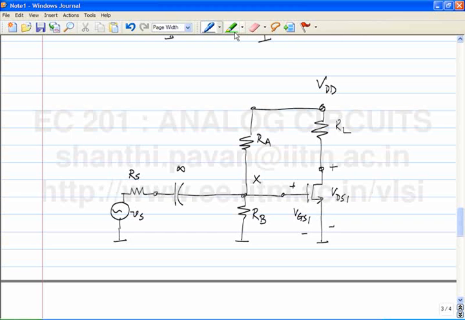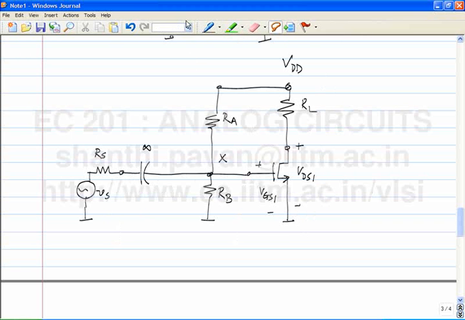The next thing is, what would be the incremental voltage at X, and the voltage at X? VGS1, okay. So how will you find the incremental voltage at X? What happens to the capacitor? This is an infinite capacitor, so it is indistinguishable from a battery charged to VGS1. So for incremental signals, this infinite capacitor becomes a short circuit.